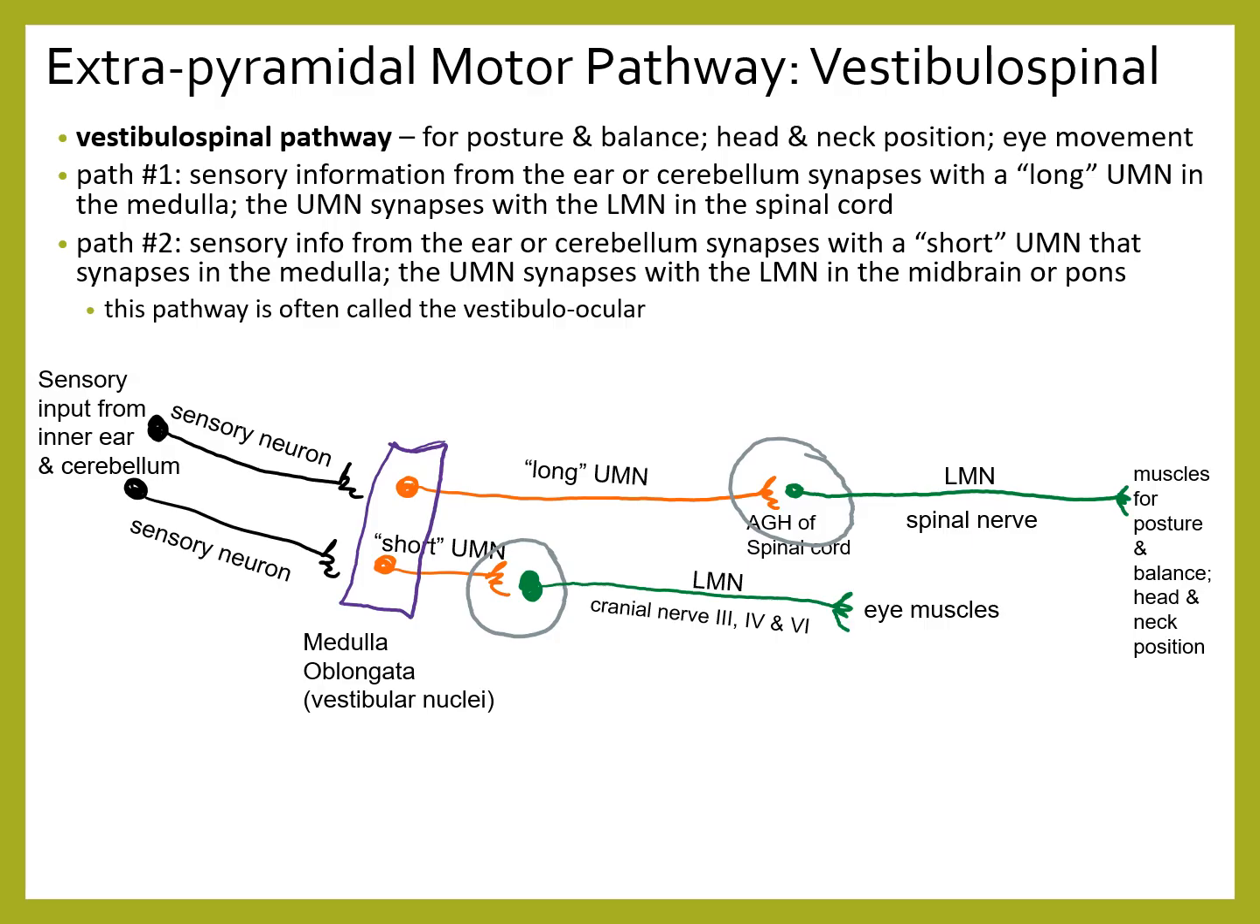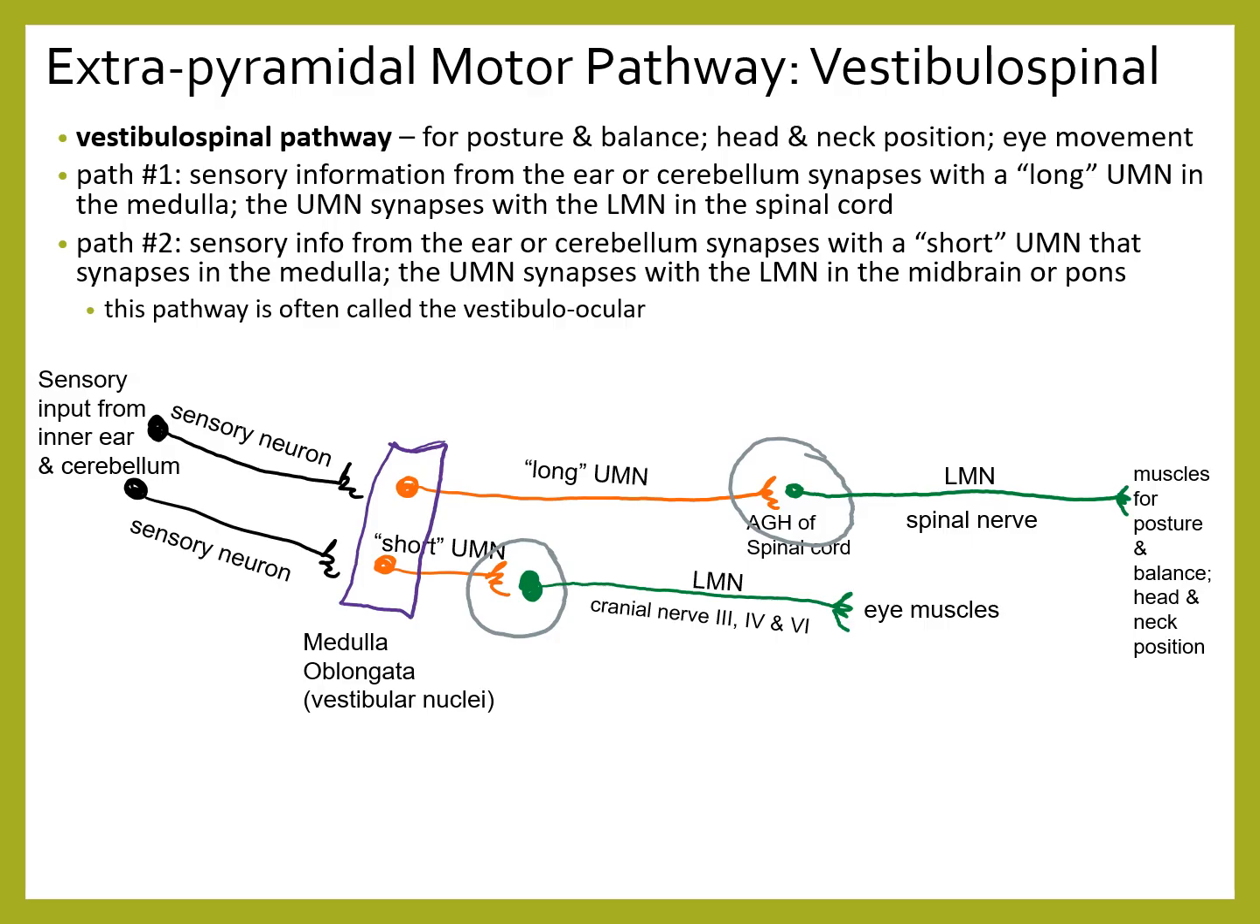The last extrapyramidal motor pathway is going to be the vestibulospinal pathway. It's a fairly complex pathway that does a lot of things. For example, it will send motor commands out to muscles that are responsible for posture and balance. It sends motor commands out to muscles that are responsible for head and neck position. And in some textbooks, you'll even see the motor commands that control eye movement lumped in together with this pathway.